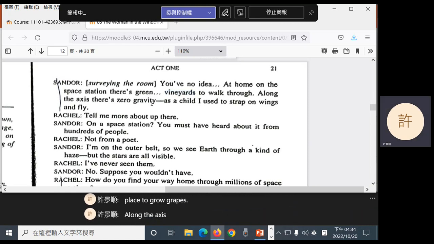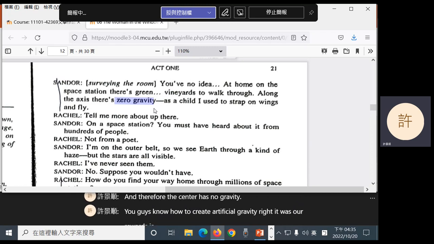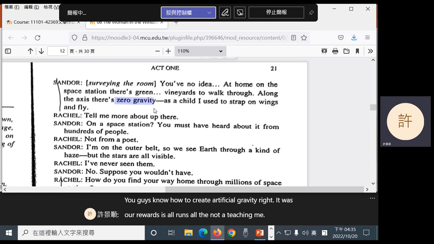Along the axis, there's zero gravity. This tells us the shape of the space station. Axis is the center part that the other parts spin around. In Chinese, 中心主轴. So this tells us that the space station is built in a spinning situation around a center. And therefore, the center has no gravity. You guys know how to create artificial gravity, right? 你们知道如何制造人造的那个地心引力? You have to use centrifugal force, 要用离心力. So if the center has no centrifugal force, you won't feel gravity.